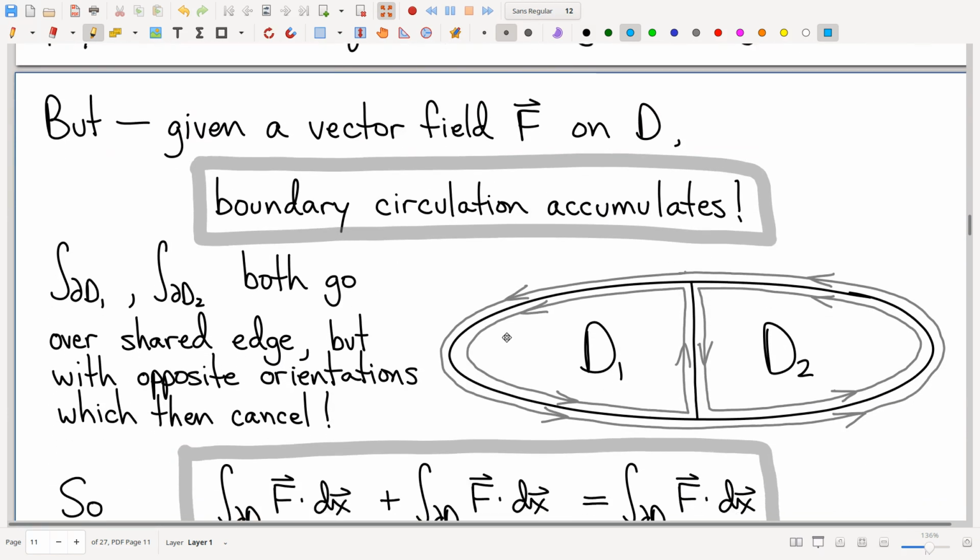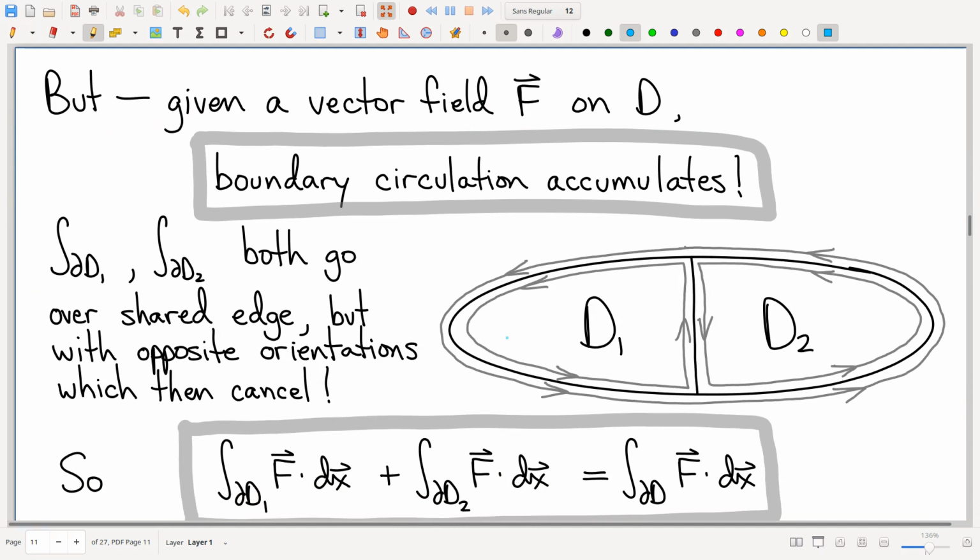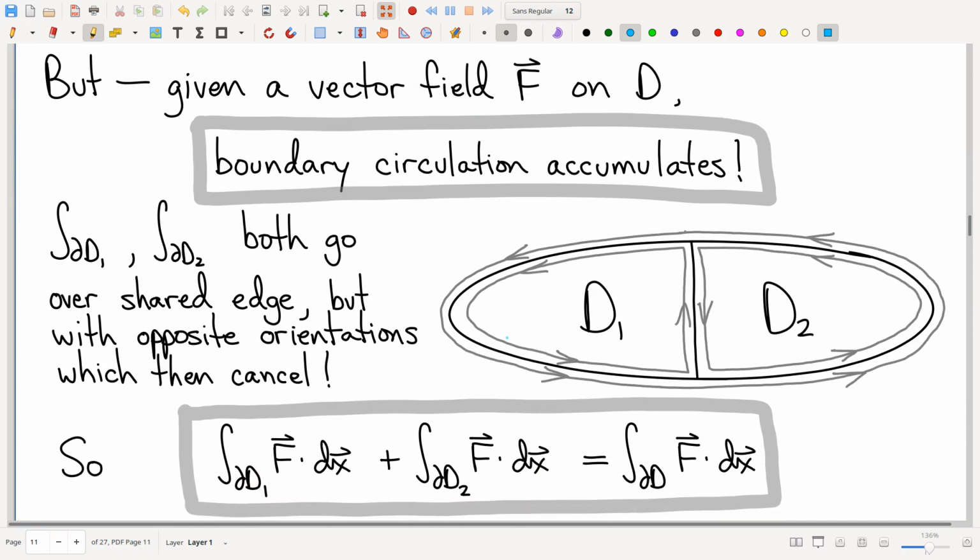Okay. So here's a weird one. An unexpectedly accumulating quantity. Boundary circulation. Really surprising. I mean, I'm going to show you why momentarily, but it just kind of seemingly comes out of nowhere. So here we go. I claim boundary circulation accumulates. All right. Well, let's look at the boundary circulation around the left chunk. Right. The boundary of D1.